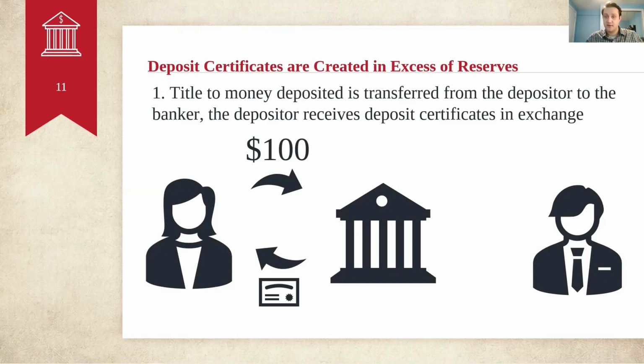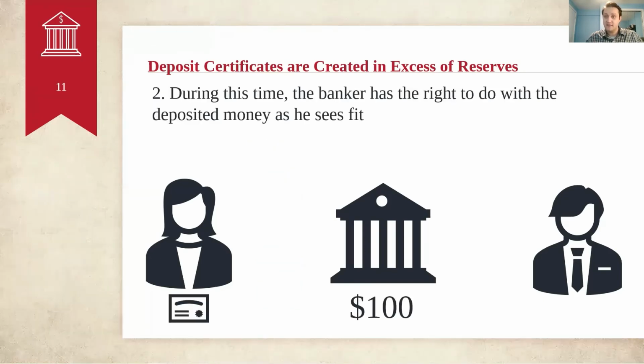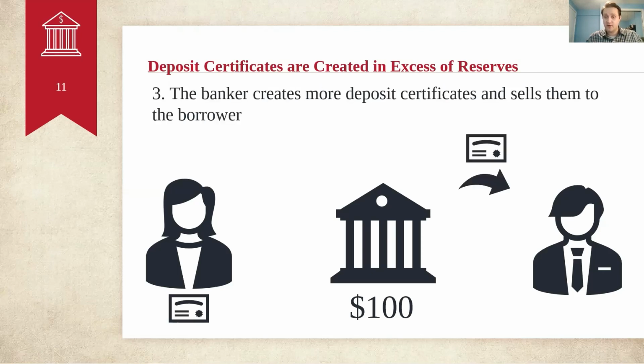The depositor deposits $100 in the bank. Again, title to that $100 is transferred from the depositor to the banker. This means that the banker has the right to use the money how he sees fit. This time, instead of lending out the money directly to the borrower, the banker creates a different form of contract. In this case, the banker creates more deposit certificates that are to be held not by depositors, but by borrowers. He lends these deposit certificates out in exchange for interest from the borrower.